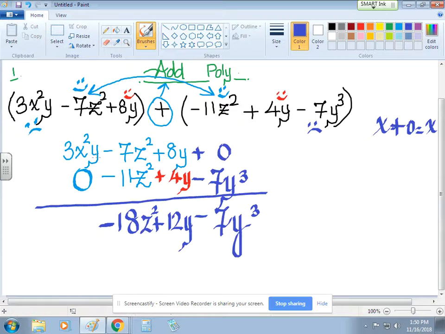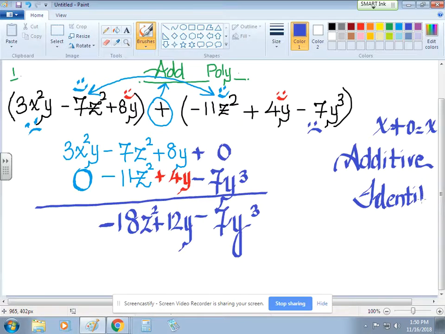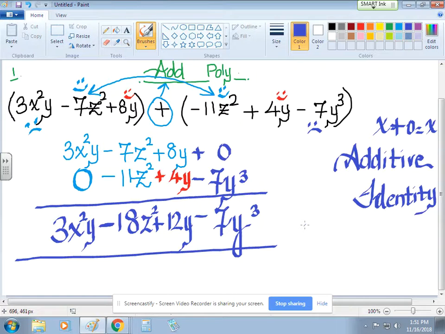And 3x squared y plus 0, same thing. Additive identity property. This is the additive identity because the number's identity did not change. I thought I'd just review the properties with you as well. So additive identity, 3x squared y. So again, I hope I made sense of what I said.